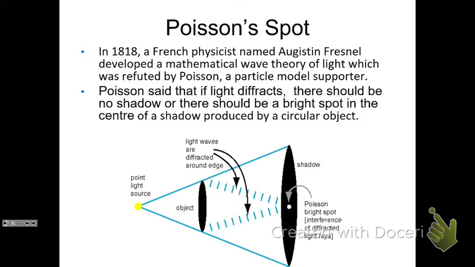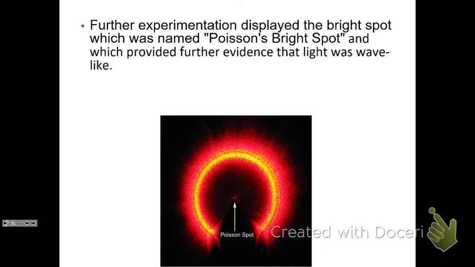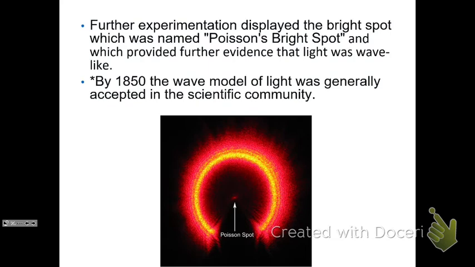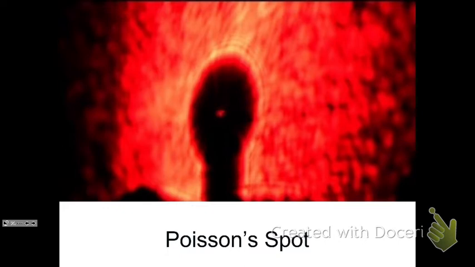Excellent. So further experimentation displayed the bright spot, which was named after Poisson, and this also provided further evidence that light was wave-like because it was being bent around that obstacle, right? And finally, by about 1850, the wave model of light was generally accepted in the scientific community. So it took a few hundred years for it to be supported. But yeah, it's kind of brought us to where we are today. Okay, here is a video on Poisson's spot, and it will be a lot better at describing it and showing what it actually is than myself.